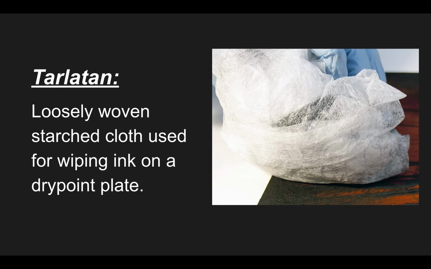So next we have our tarlatan. Our tarlatan is a loosely woven starched cloth used for wiping ink on a dry point plate. We can remember that we had to squeeze those tarlatans out a little bit before wiping them for dry point. That's because there's sometimes too much starch in them. We want to clear that starch out so we can pick up more ink. And again, with the dry point, we're not rolling ink across the plate. We're applying it with a soft edge, like a cardboard chip, and then gradually removing it through either scraping or wiping with tarlatan.